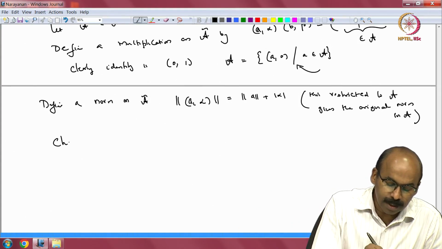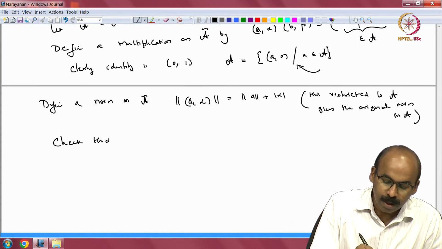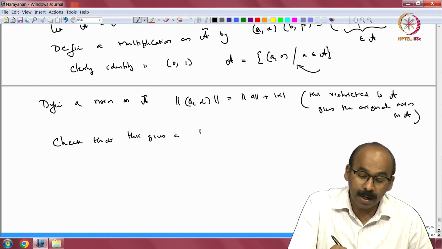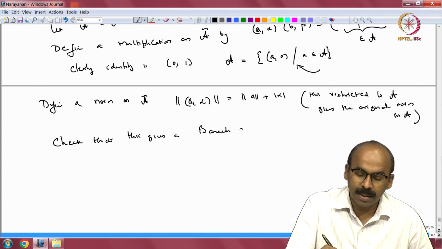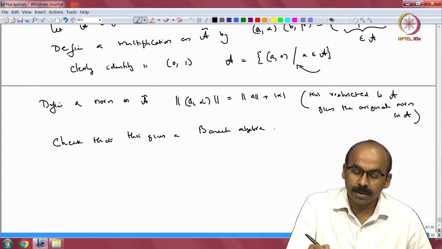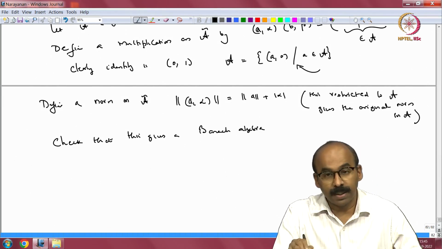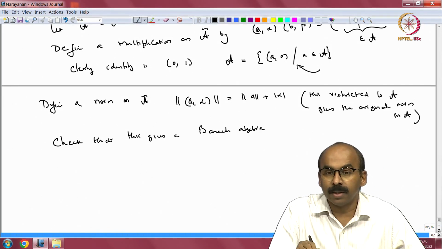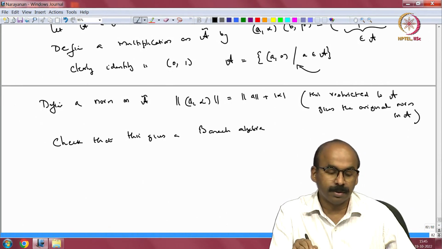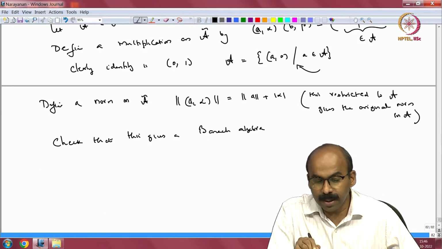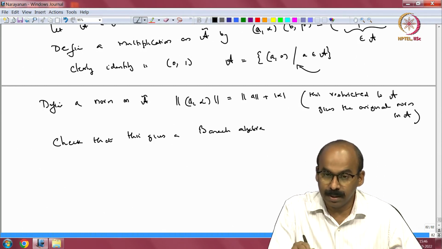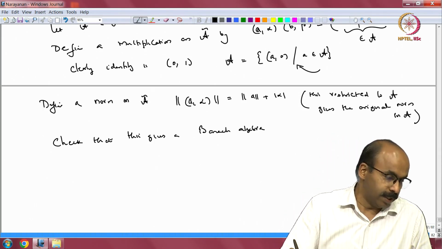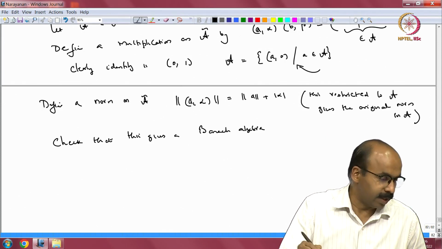So, check that this gives a Banach algebra norm. That is easy, but it is also important because you need to know it is a Banach space, but that is trivial, you are simply adding up the norms. You would have seen that if I take the product of two Banach spaces and add the norms, then I will get a Banach space. Banach algebra means you have to multiply and see that the norm of xy is less than or equal to norm x times norm y. And we identify A inside this.